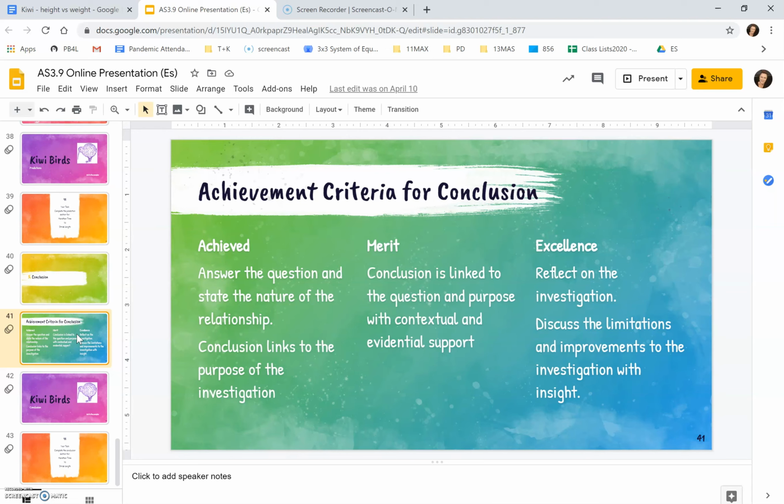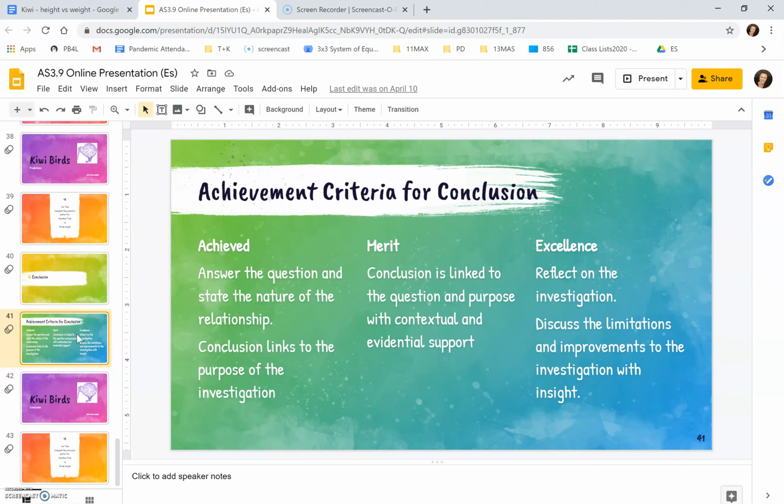For achieved, you need to answer the question, state the nature of the relationship, and the conclusion should link to the purpose of the investigation. So go back up to your problem and see why you were interested in the investigation, and then use your conclusion to answer whether the investigation is useful for the purpose or not.